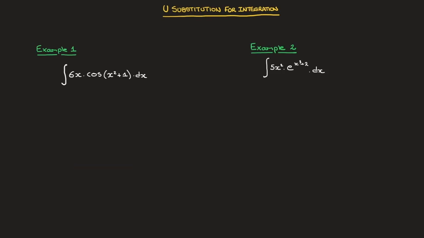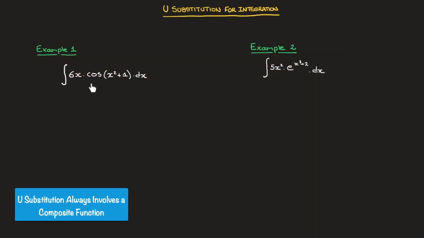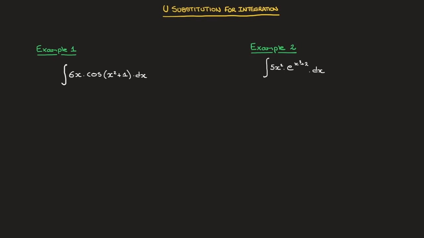The second thing worth pointing out is that one of these two functions is in fact a composite function. Indeed, cosine of x squared plus 1 is a composite function. And noticing that is very important, because we'll know if we can use the method of U substitution if the function that's multiplying the composite function is a scalar multiple or a constant multiple of the derivative of the function that's inside the composite function.